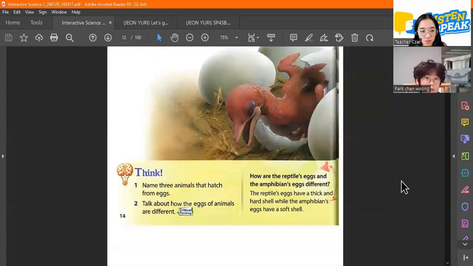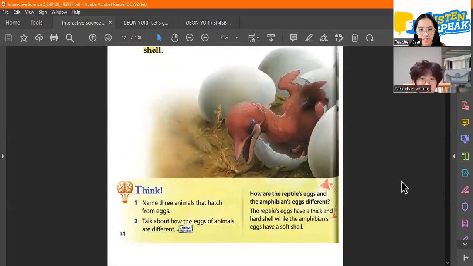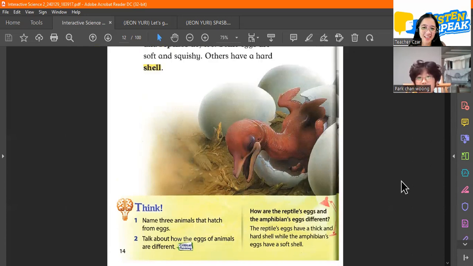Now, let's try to move on with this one. What's that one? That is duck, I think. A duck? Yes, but it came from an egg. A duck is like a chicken who lays an egg. But I think it is not a duck because a duck has a flat beak, and this one does not. I think it's just a bird.